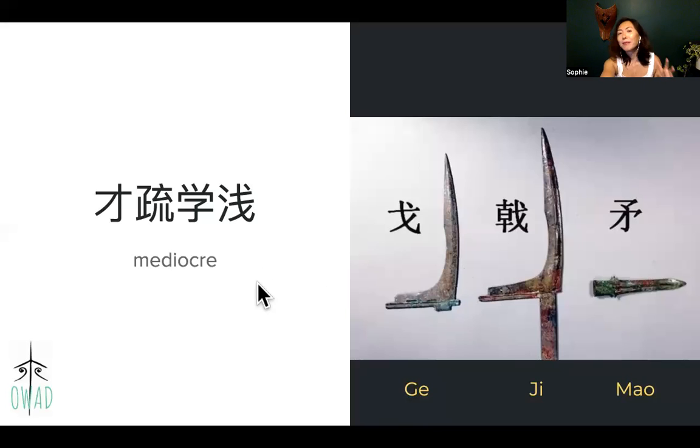才疏学浅 basically means, whether it's your innate born talent or your learned skills, these two are sparse and shallow. That means this person is not deeply or well-read, well-learned, or well endowed with talents, not born with many of that to offer. And this is really down-putting, right? Translated to English, it could be mediocre.